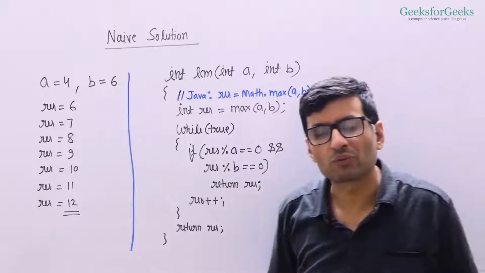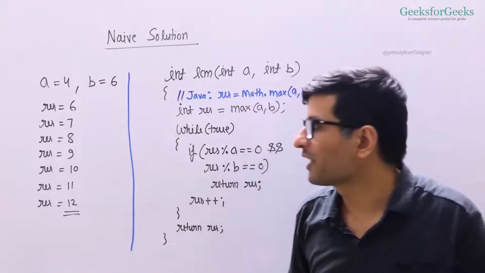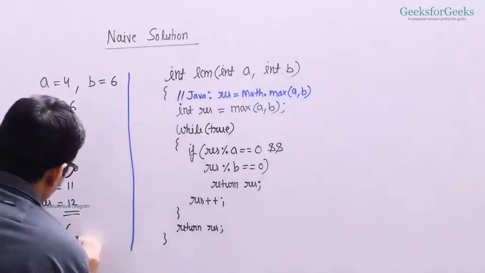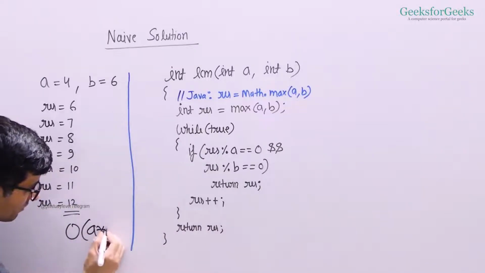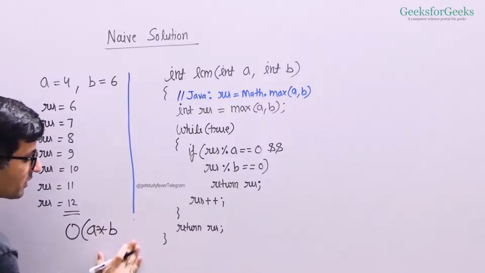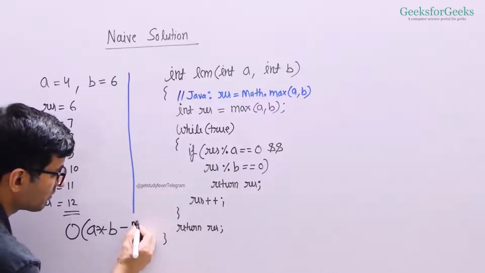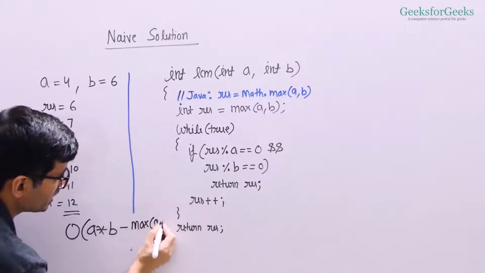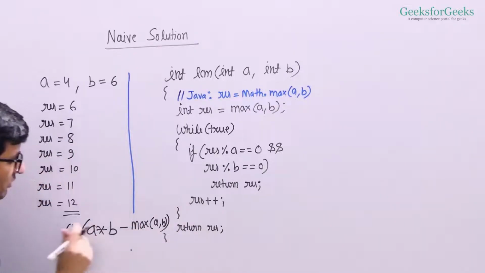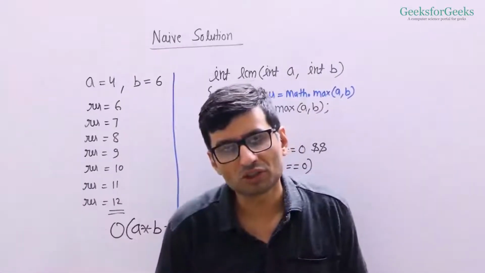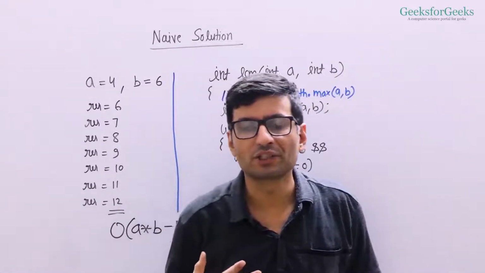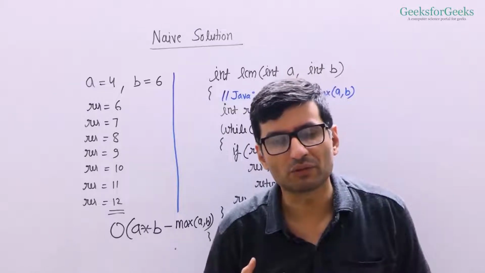If we talk about time complexity of the solution, we can write an upper bound on the time complexity as multiplication of two numbers, A cross B, right? And if we want to be more precise, we can say A cross B minus max of A comma B. That's the time complexity we are going to have in this solution. Now please pause this video and try to think of an efficient solution to find LCM of two numbers.